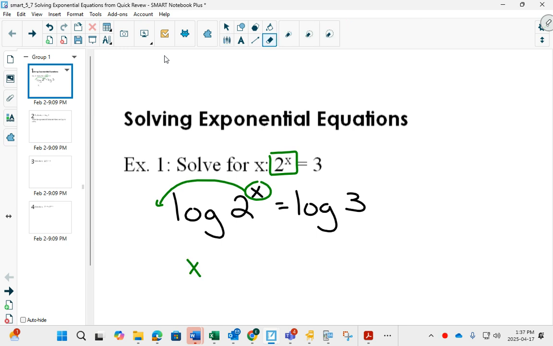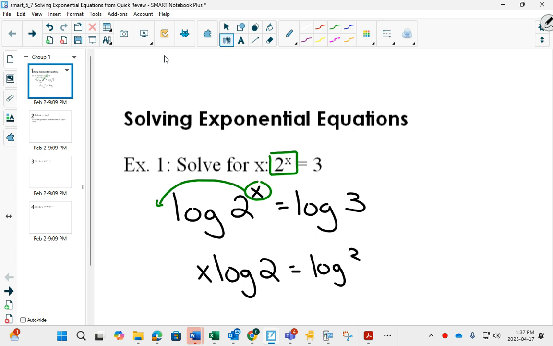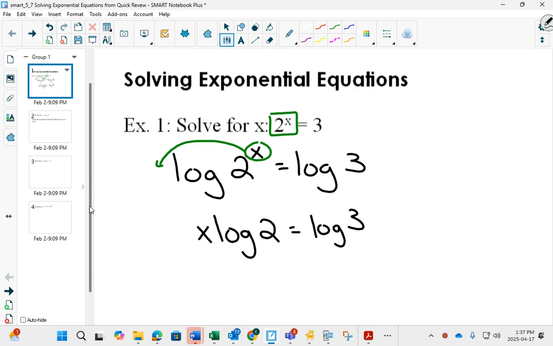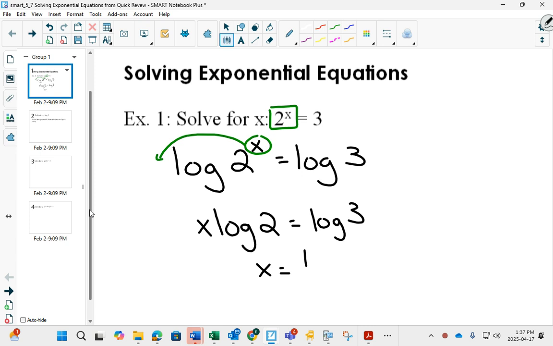if that exponent comes out in front, log 2 is a number and log 3 is a number, now it's really easy to get the x by itself. Log 3 over log 2. And I'm going to advertise this as this is, in my opinion, a method you should get good at.